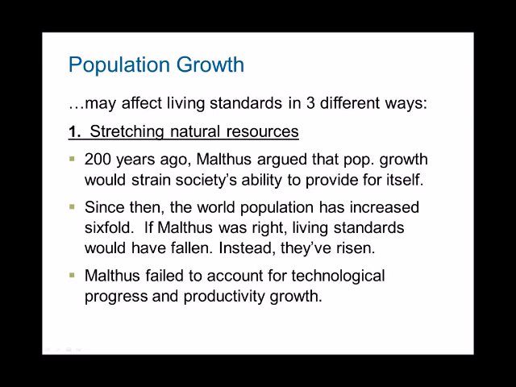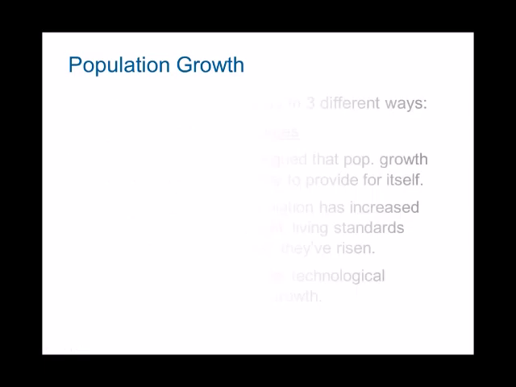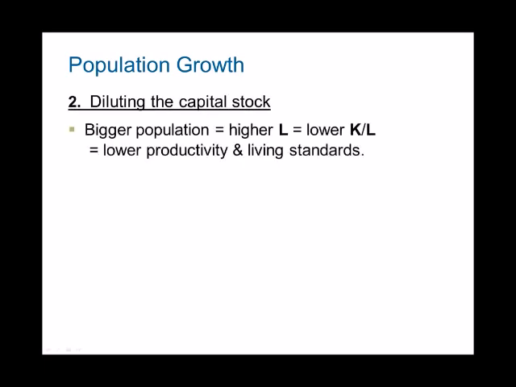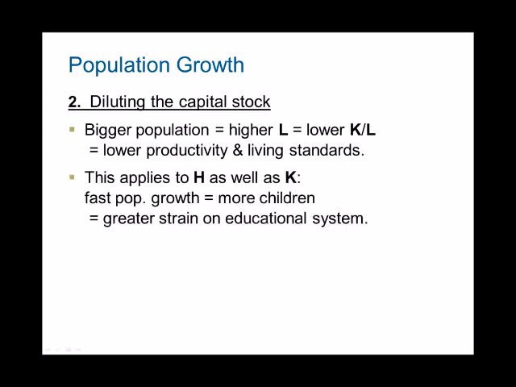Malthus failed to account for technological progress and productivity growth. Because of technological progress, we are now able to feed 7 billion people in this world. Population growth also dilutes the capital stock because more population means higher L. So the denominator of K over L gets larger, so K over L gets smaller. That also happens to H as well as K.